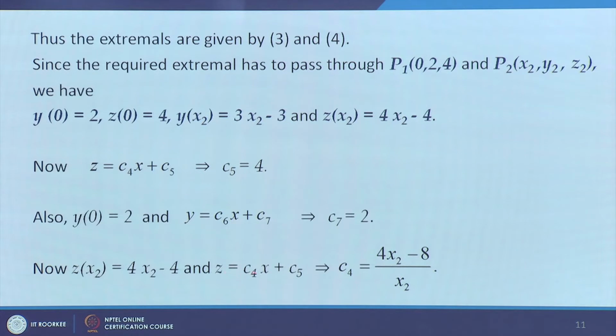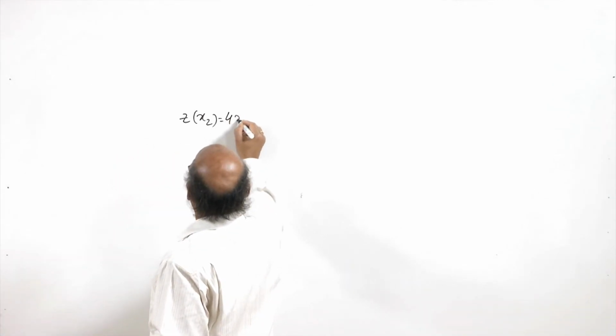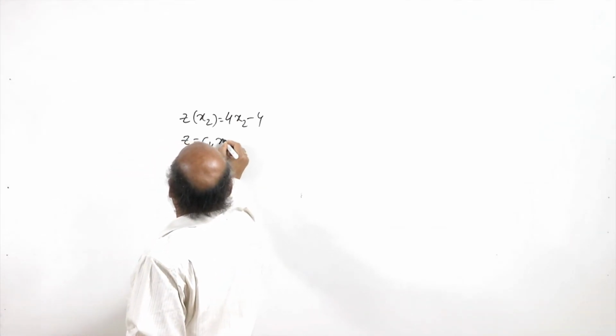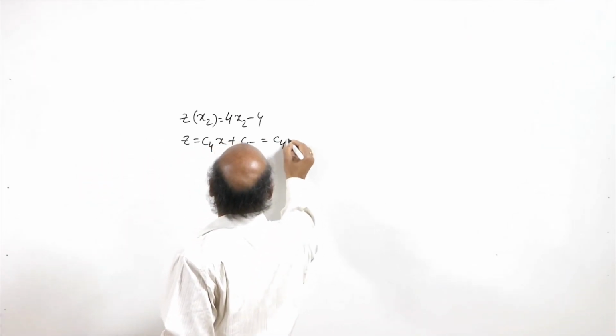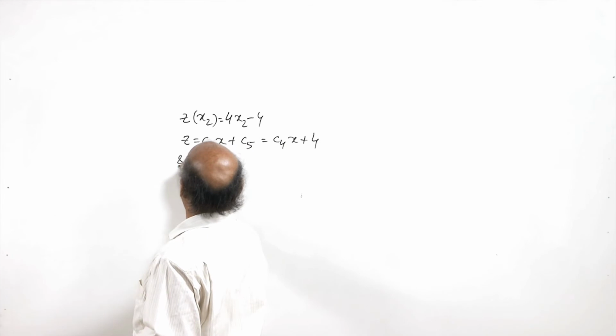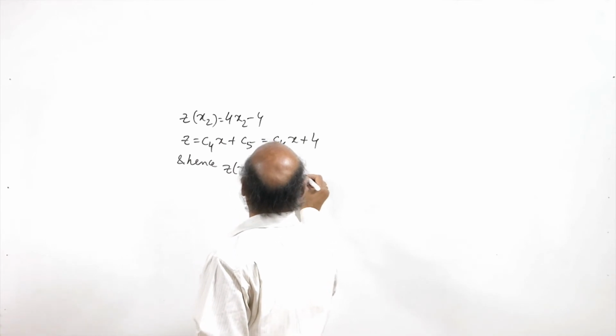So z is equal to c4x plus c5, and let this z equal to c4x plus c5 pass through x2, y2, z2. So we get z2 is equal to 4x2 minus 4, and z equal to c4x plus c5 gives us c5 is 4, and hence z2 is equal to c4x2 plus 4.